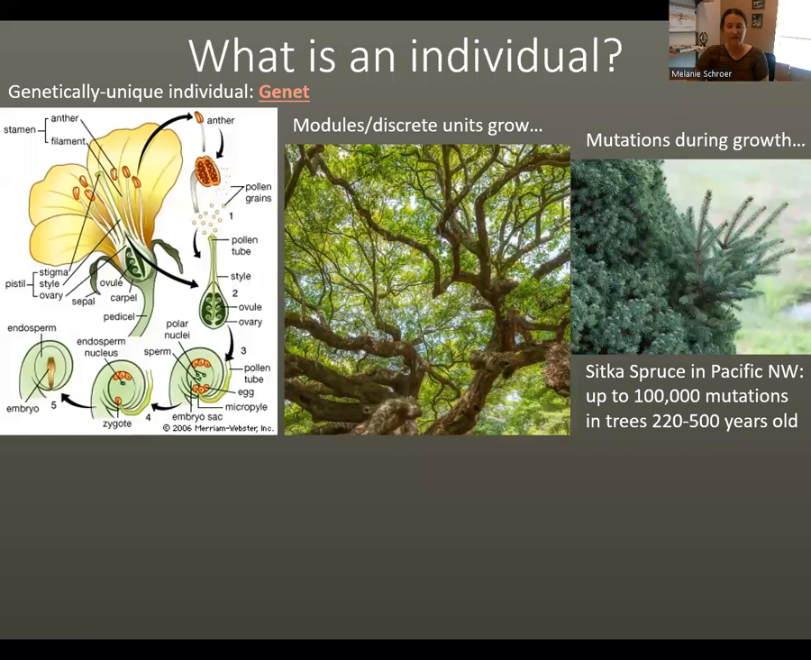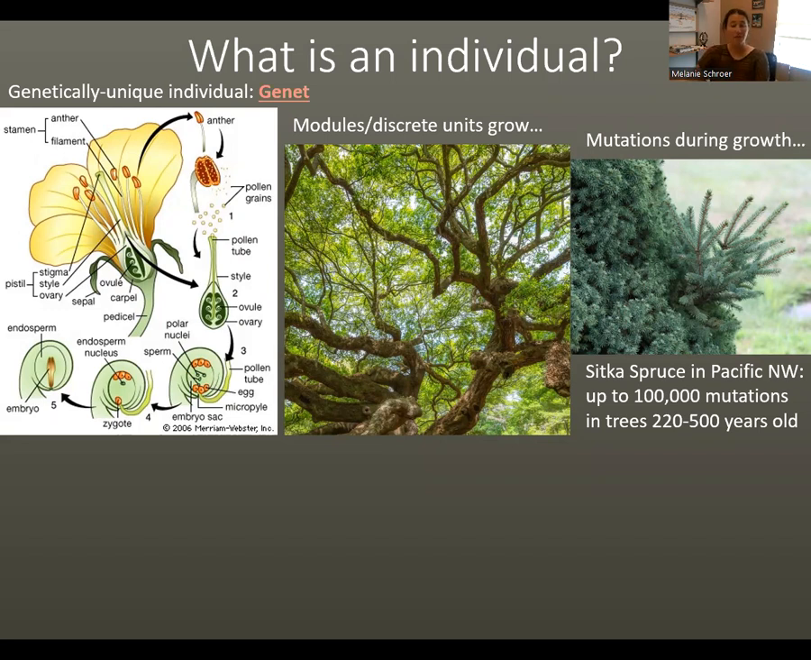And so we might say that single stem, the tree grows up out of the ground, that single stem defines an individual, even though different units on that individual are genetically unique. Right? So we could say that, but again, this is a little bit complicated.